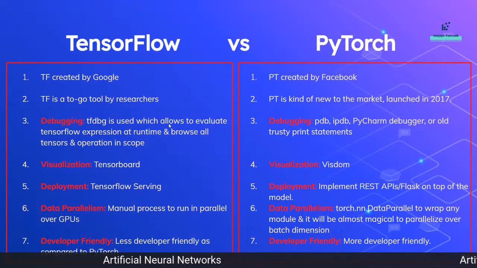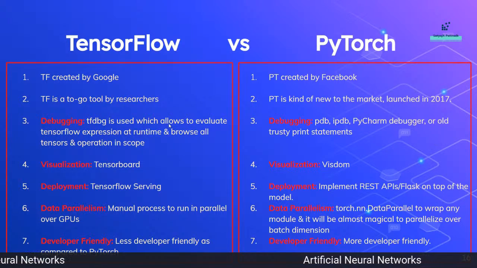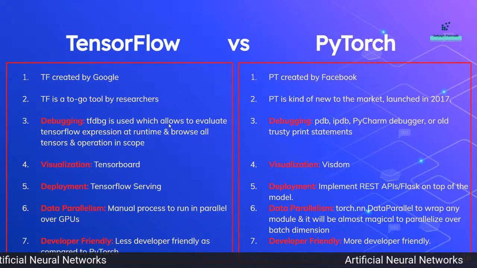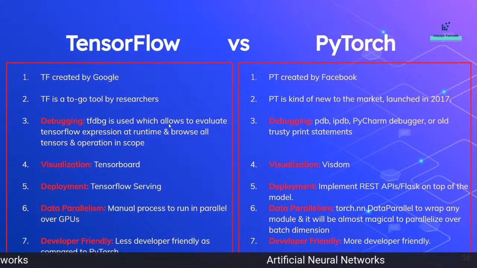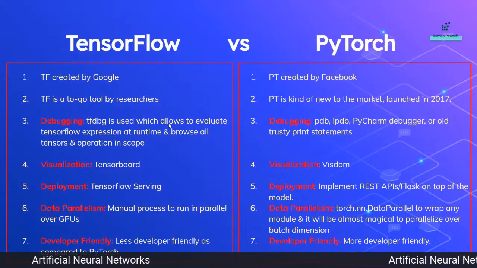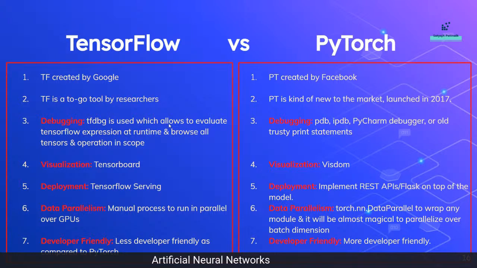But coming to the rating, I would rate TensorBoard higher than Visdom. TensorBoard is a very mature visualization tool, and it is good as well. As compared to PyTorch, it is better. Deployment: TensorFlow has its own TensorFlow Serving, and in PyTorch we have to write our own RESTful APIs or Flask APIs on top of the model to make it deployable.